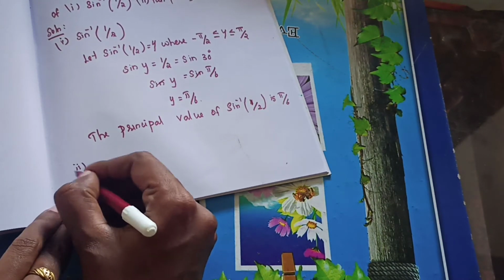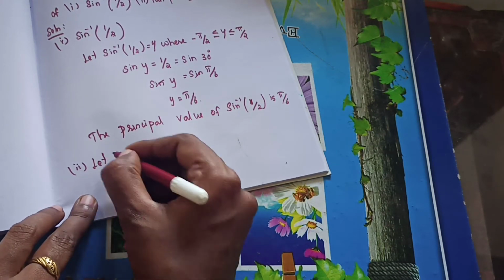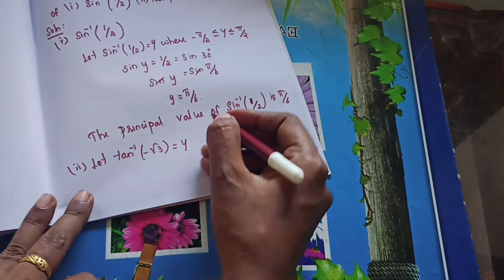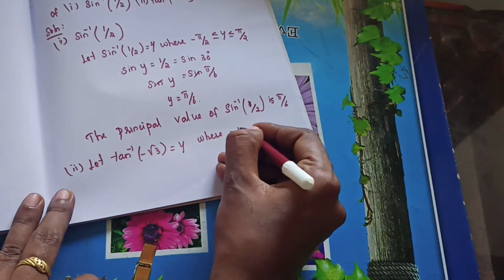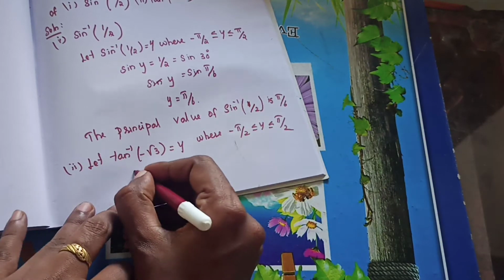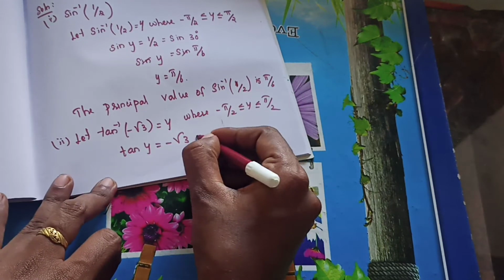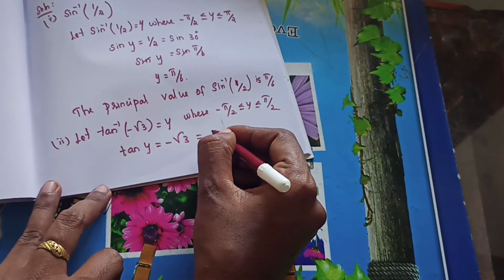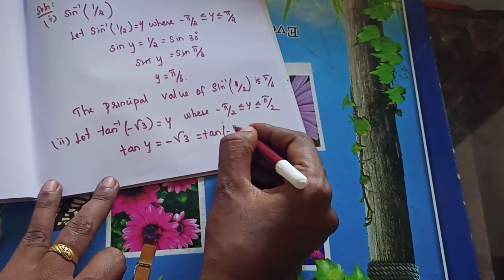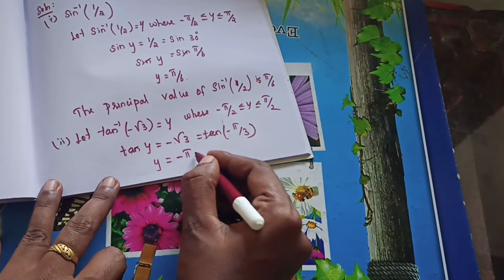Then the next one, tan inverse of minus root 3. Let tan inverse of minus root 3 equal to y. What's the range for this one? Minus pi by 2 less than or equal to y less than or equal to pi by 2. So tan y equal to, how much will you get? You bring this to this side, so minus root 3. Which angle will it be? Directly you will write tan of minus pi by 3. So tan and tan will get cancelled, so y is equal to minus pi by 3.